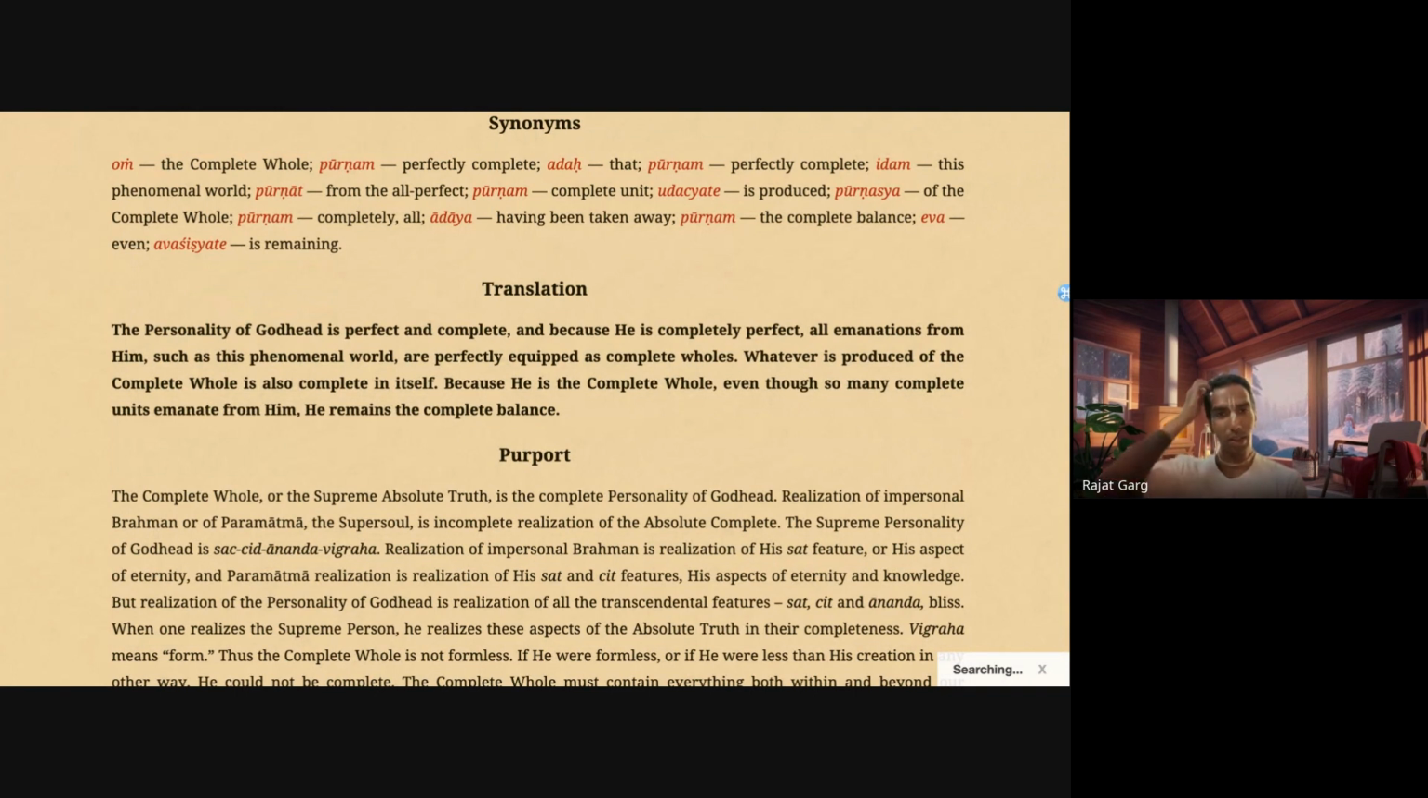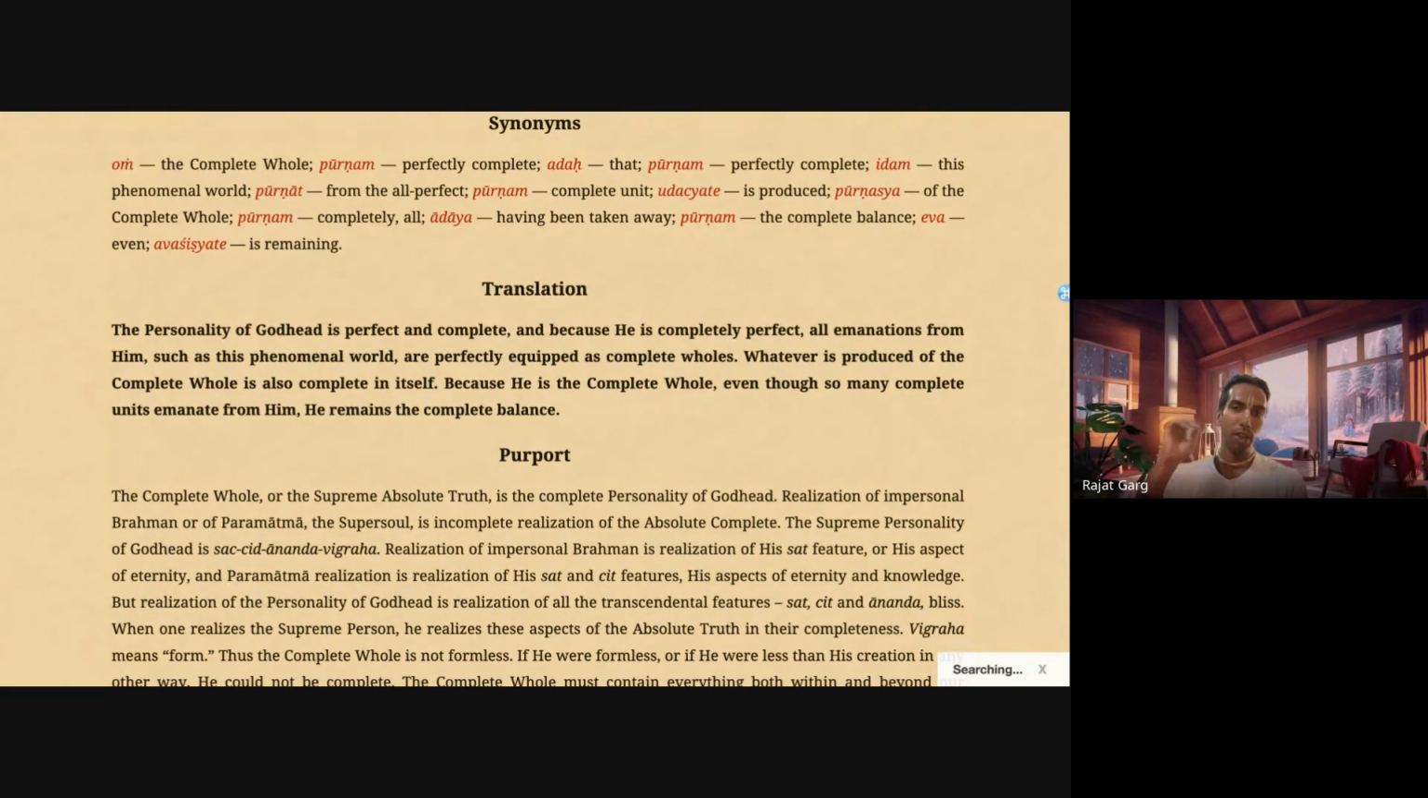This verse is saying that everything which comes out of Krishna, which is created by Krishna, is complete in itself. Whatever is produced of the complete whole is also complete in itself, because he is the complete whole. Even though so many complete units emanate from him, he remains the complete balance.